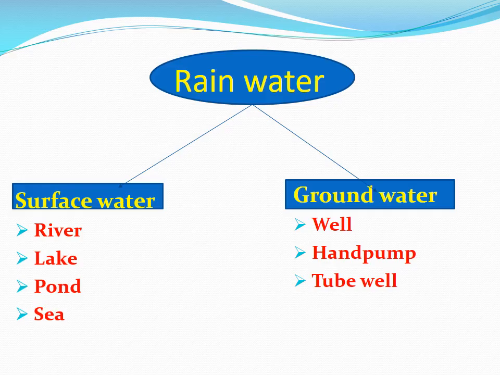Examples of surface water are rivers, ponds, lakes, seas and oceans. And examples of groundwater are wells, tube wells and hand pumps.